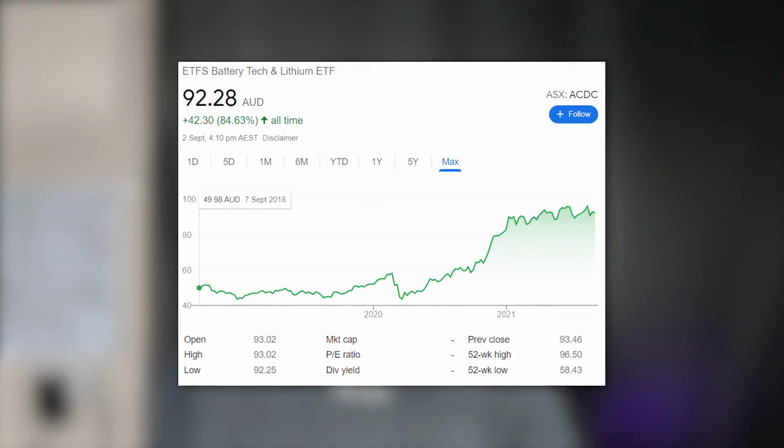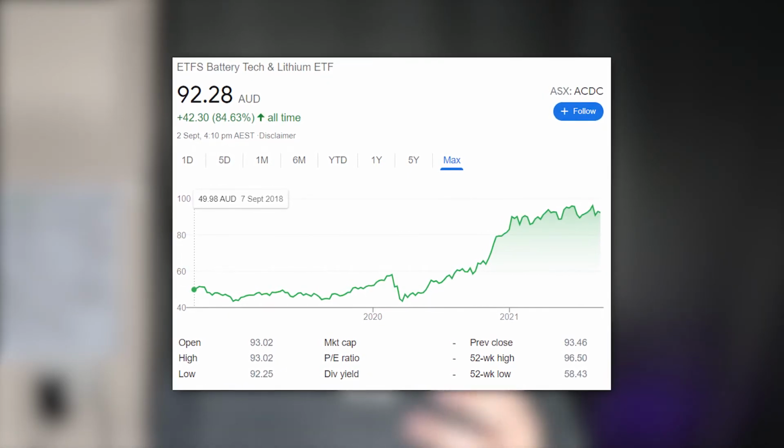Now, of course, in the case of ACDC, it's actually done pretty well over the past couple of years. So yeah, it's done pretty well.